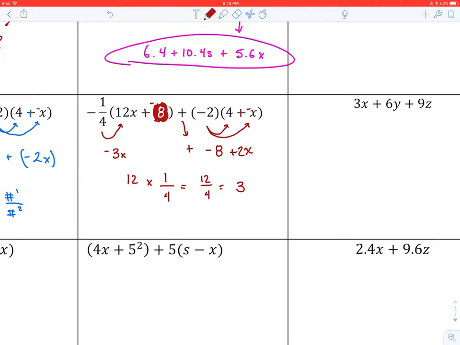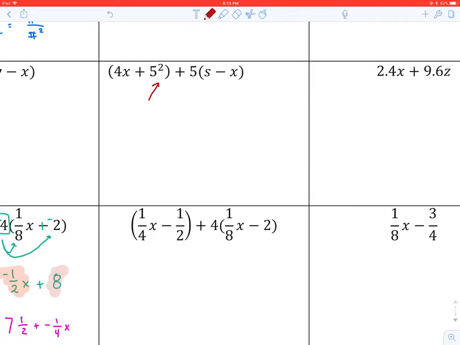This was a negative times a positive, so this becomes a negative 3x. And then we're going to do the same thing with negative 1/4 times negative 8. Well, 8 divided by 4 is going to be 2, and then negative times a negative is going to be a positive. So we've simplified that down. And then last thing we're going to do is add our like terms. Negative 3x plus 2x is going to be a negative x, plus 2 and negative 8 is going to give me negative 6. So this becomes our final answer, negative x plus negative 6.